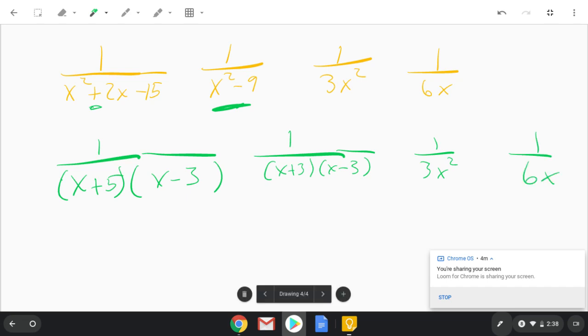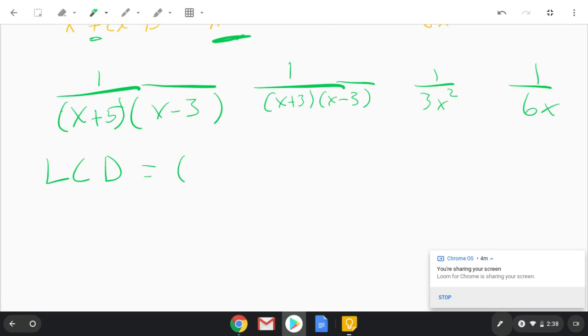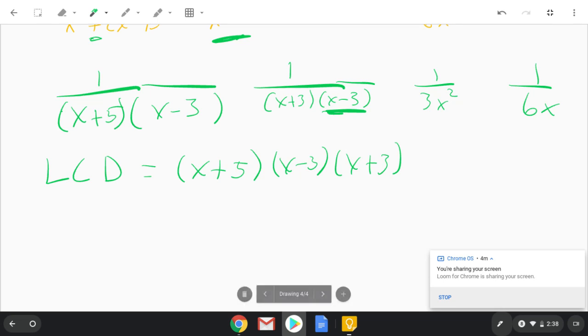All right, so we have to have an x plus 5 and an x plus 3 in our LCD. So let's go ahead and put those there. We have to have an x plus 3. Well, we've already got an x minus 3 in there, so we don't have to put another one. For our tail end part, we have to have a 6. I know 3 goes into 6, so if we put a 6 there, both of these coefficients can divide into 6.